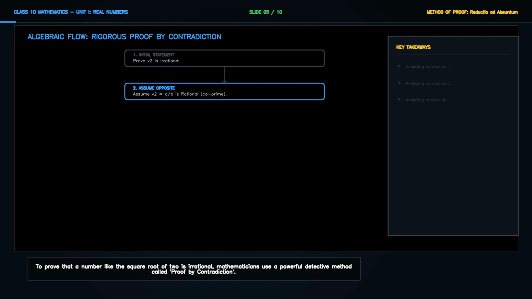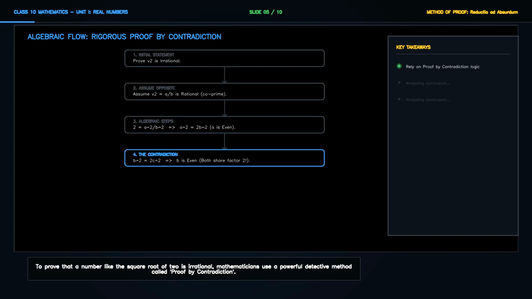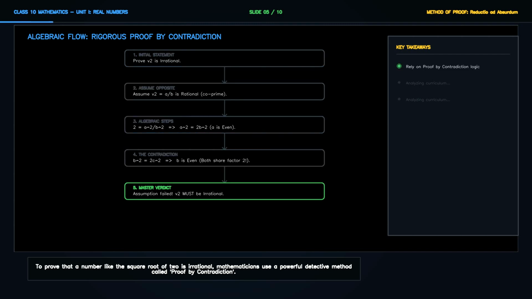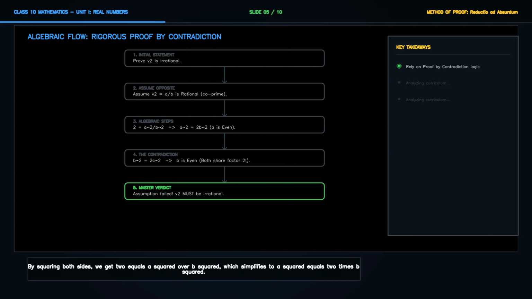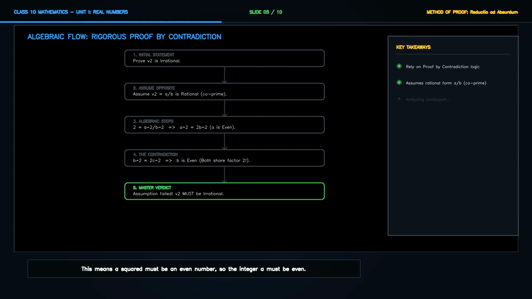To prove that a number like the square root of 2 is irrational, mathematicians use a powerful detective method called proof by contradiction. Instead of proving it directly, we assume the opposite, that the square root of 2 is rational. We write it as a fraction a over b, where a and b are integers with no common factors, meaning they are coprime. By squaring both sides, we get 2 equals a squared over b squared, which simplifies to a squared equals 2 times b squared.